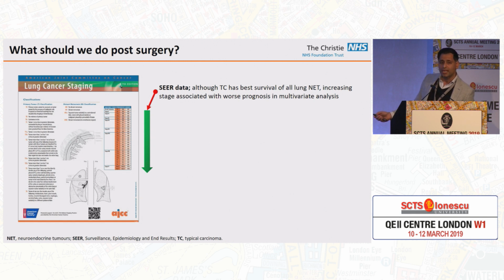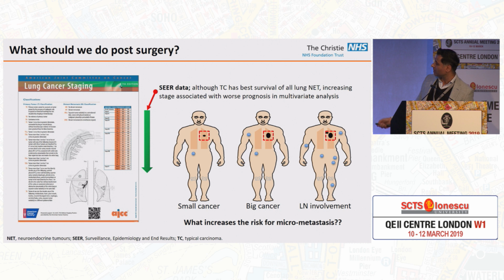But a bit of common sense can be applied to this. We know that the typical carcinoids are very non-aggressive, but the SEER database teaches us that as you go down the staging, the risk of relapse increases. And so, simply put, if you have a small cancer versus a big cancer versus a cancer that has lymph node involvement, you have an increasing risk of micrometastases, and they are the main enemy.